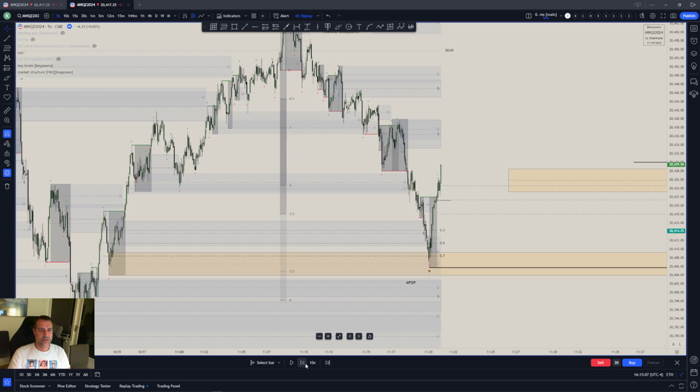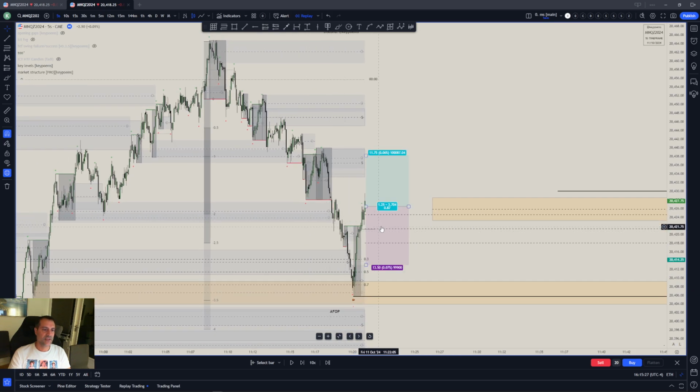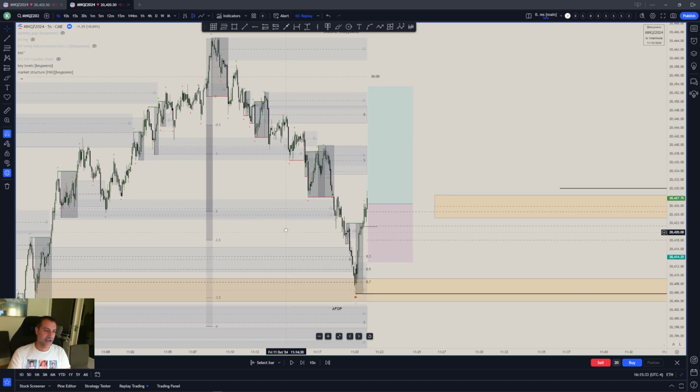Retest. Okay. Maybe this is long, right? So let's say it's a long. The official full stop would go here. You can decide. You can expect that it would come back to the actual flip candle. Take 2 to 1. See what happens.